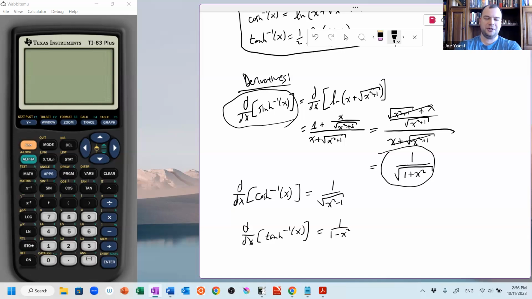So again, pretty interesting, right? Derivative of arctangent is 1 over 1 plus x squared. Derivative of arctanh is 1 over 1 minus x squared. You can see why these are sometimes called the hyperbolic trig functions, because they have so many relationships to the trig functions.